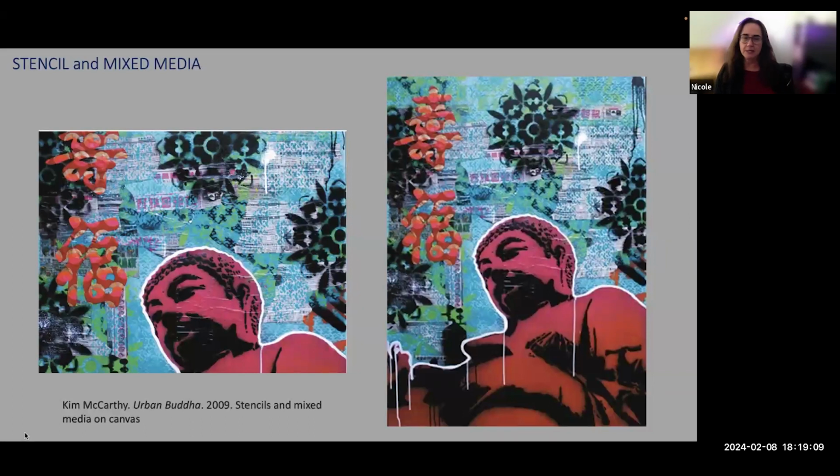One such work, Banksy, if you know the work of Banksy, oftentimes will include the use of stencils in the making of that work. A few stencil artists make objects of a more subtle design, and one of those is Kim McCarthy, whose work we're looking at on screen now. Her Urban Buddha shows many repeated patterns in the background that she achieved with stencils using blue and green paint.